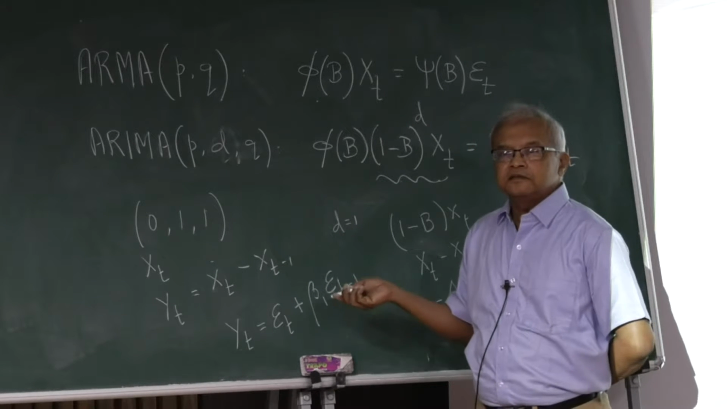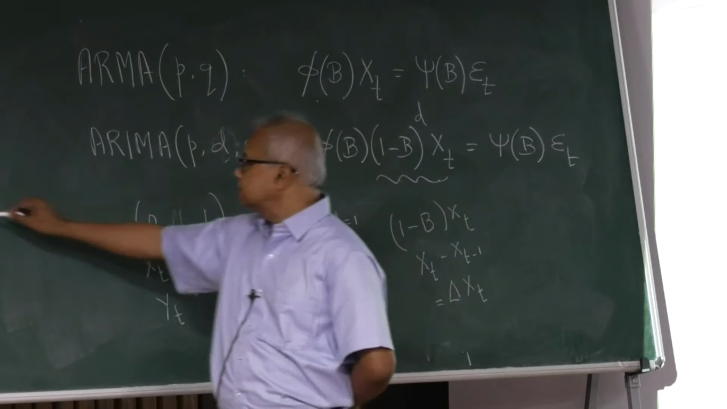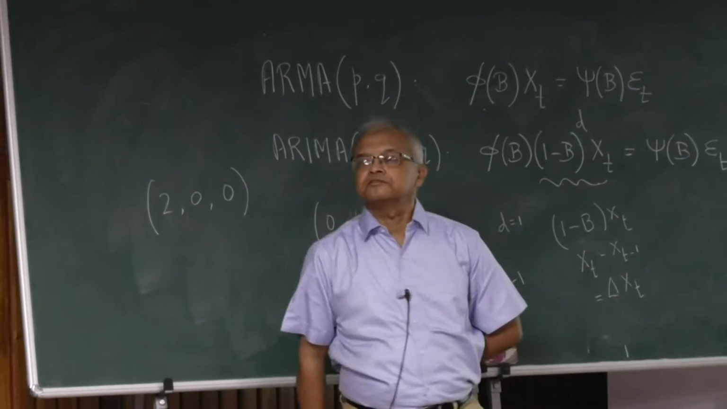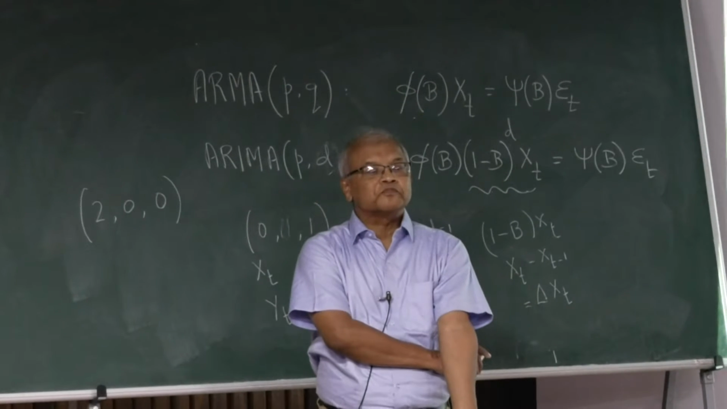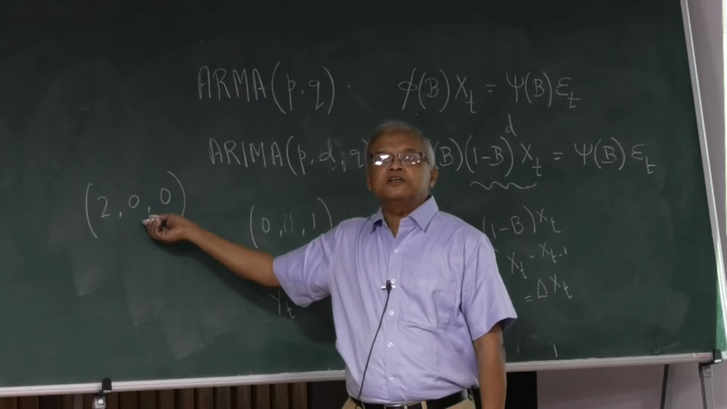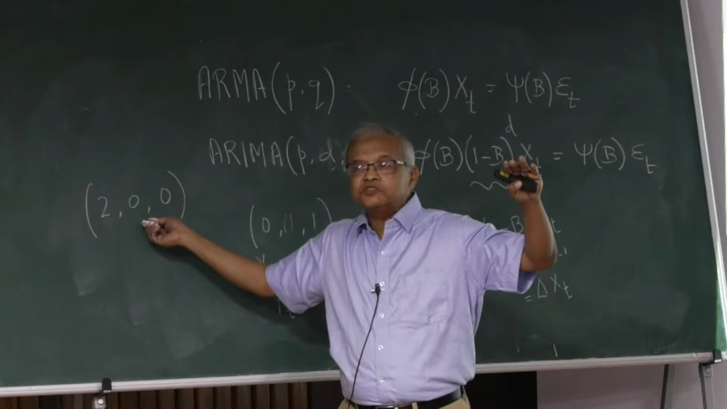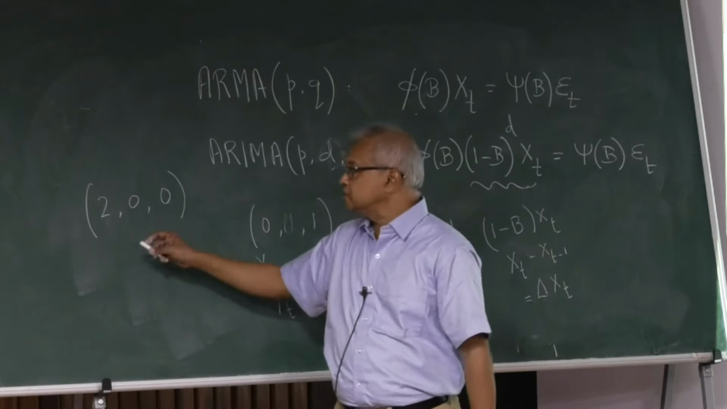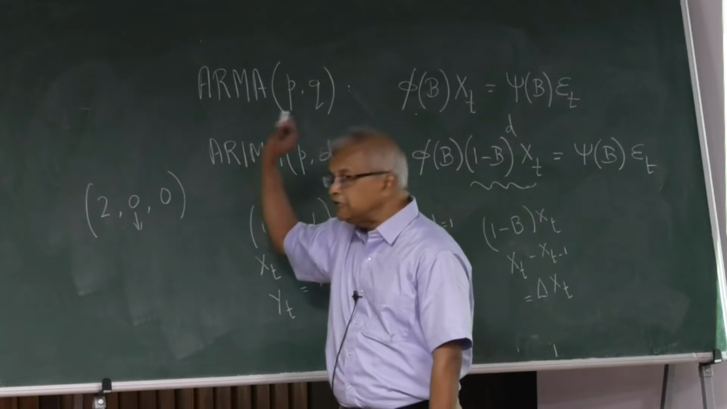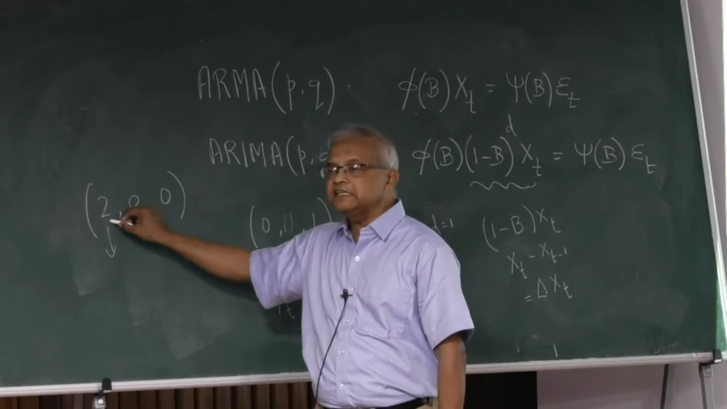Have you got this? Now suppose I get a model like this, an AR(2). What does it mean? The series originally is already stationary. You don't need to take out the mean. There is no trend in it, so you don't need to difference to get rid of trend. You can just fit an AR(2) on the original series.